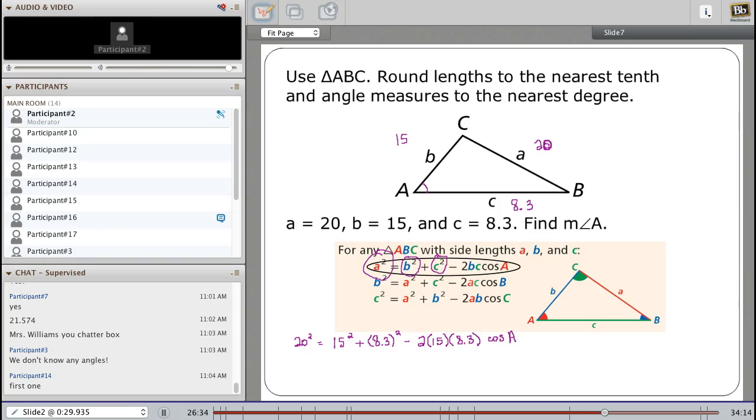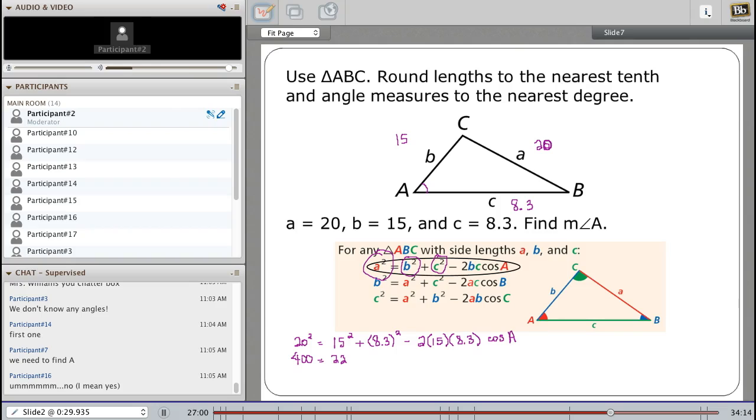Now solving this, it gets tricky. But the pattern's going to be the same. The first thing I want you guys to do is to do some multiplication. You're going to square the 20, square the 15, square the 8.3, and multiply these three together. So here's what it's going to look like. 20 squared, 400, 15 squared, 225, 8.3 squared, 68.89, okay, minus, now here's where it gets a little bit tricky.